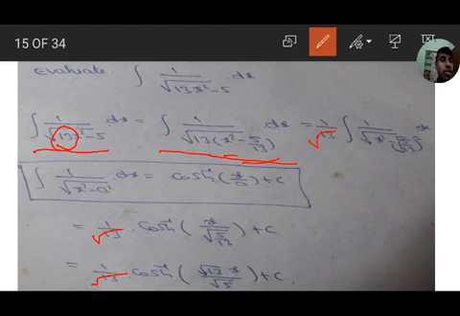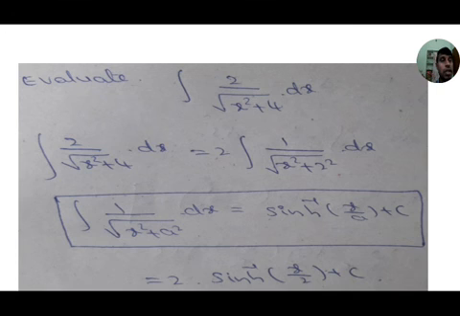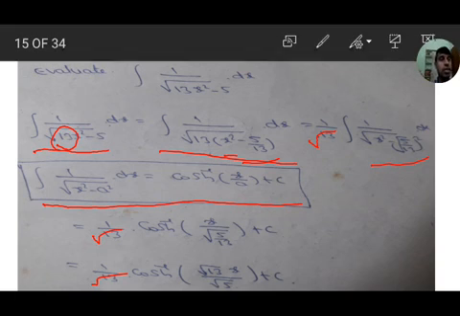1 by square root of x square minus 5 by 13 can be written as square root of 5 by 13 whole square. So it is of the form 1 by square root of x square minus a square. So integration 1 by square root of x square minus a square dx equals cos h inverse x by a plus c. So here a equals root 5 by 13.